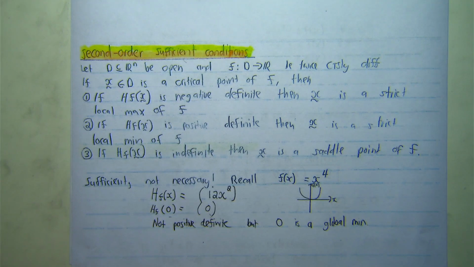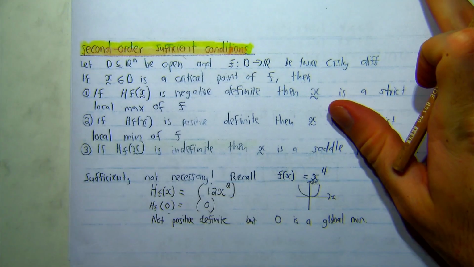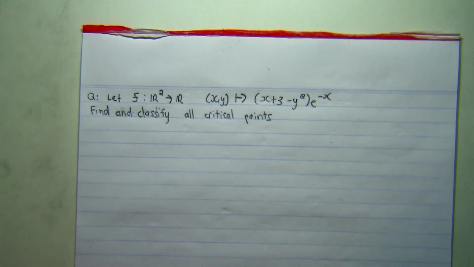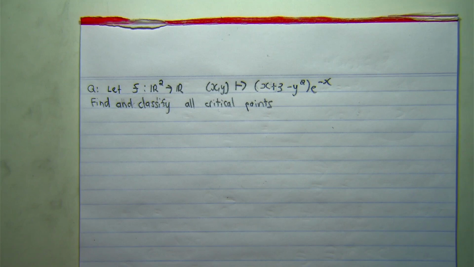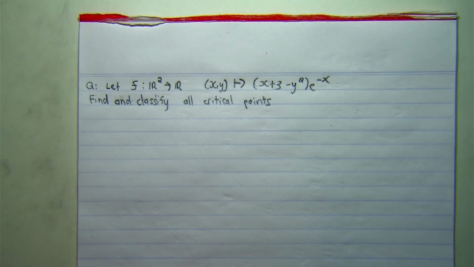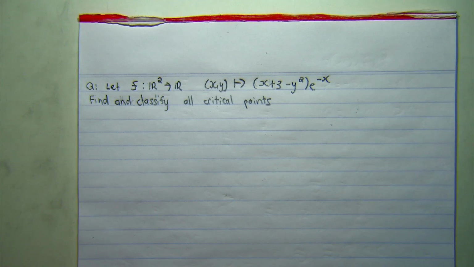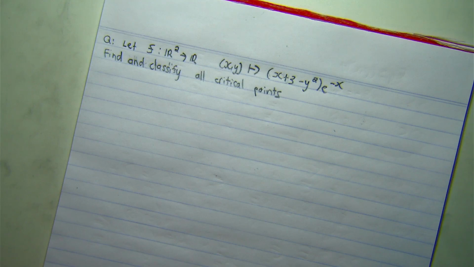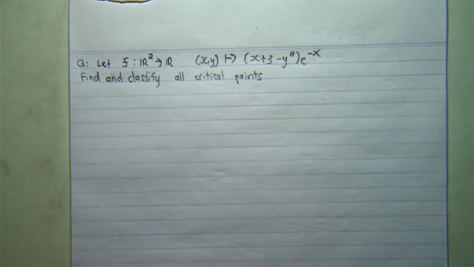Okay, that's the theory overview. Let's now put into practice what we're doing by solving this question here together. So we want to find and classify all of the critical points. Let me just get these up and running. One second. There we go. Okay, all right, so this is the question.